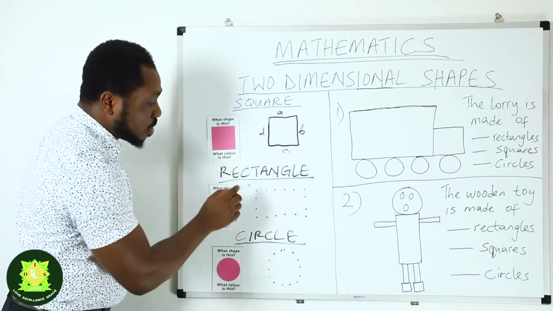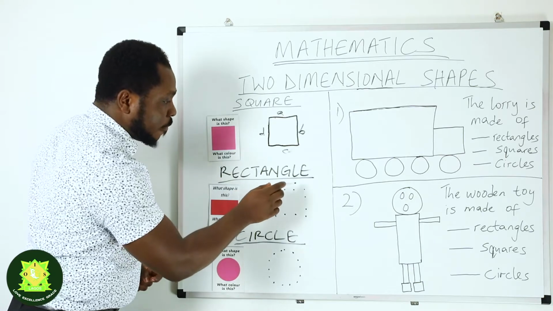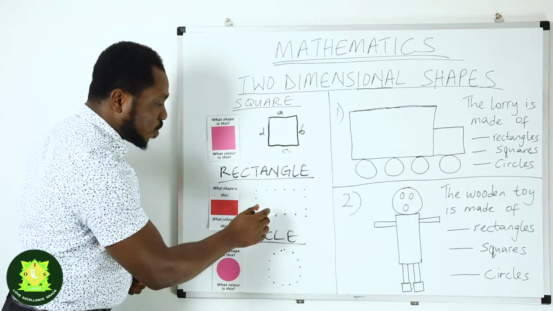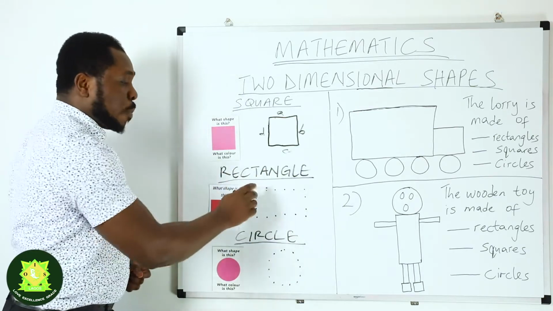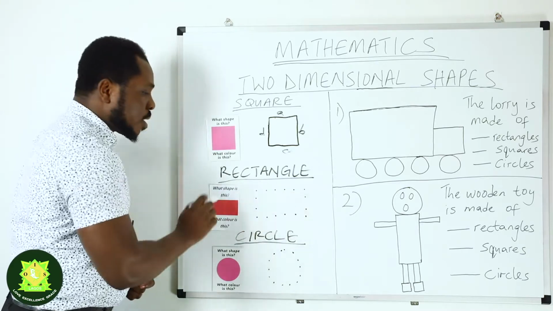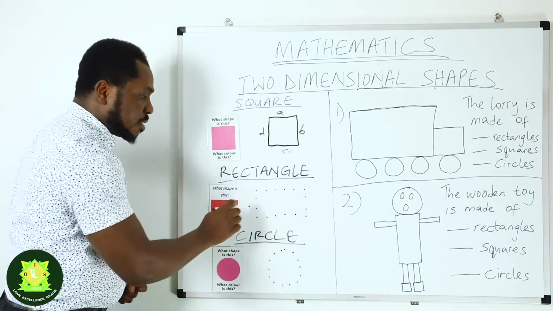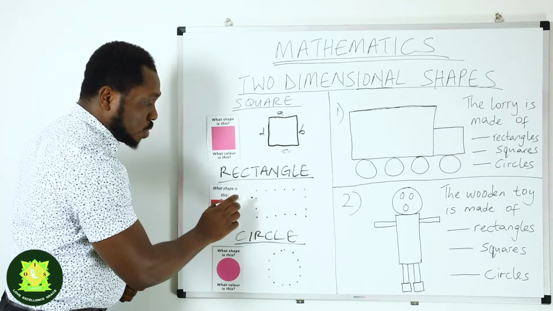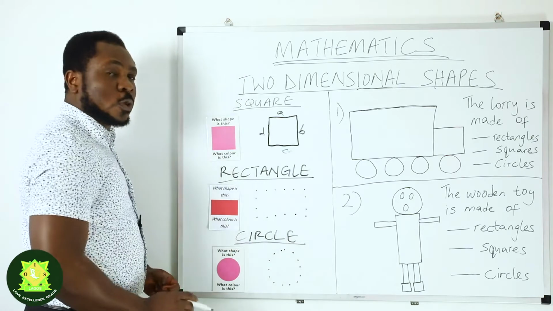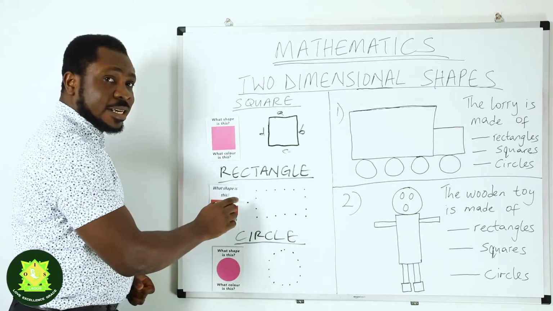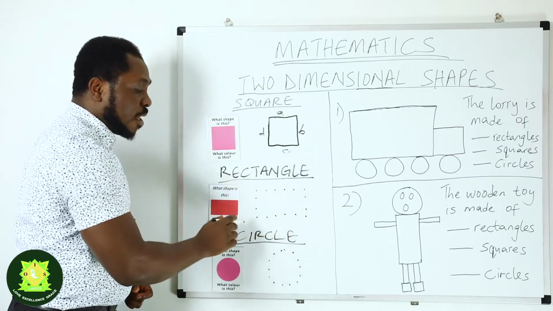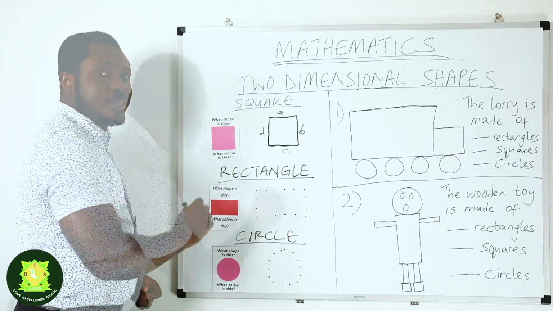So if we count the dots, 1, 2, 3, 4, 5, 6. That's for the top. Then the bottom also is 1, 2, 3, 4, 5, 6. So the top and the bottom of a rectangle have the same length, but the length is different from the left and the right. Let's count the dots of the left and the right. The dots of the left are 1, 2, 3, 4. And those of the right are 1, 2, 3, 4 also. So the length of the left side and the right side is different from the length of the top and the bottom side.